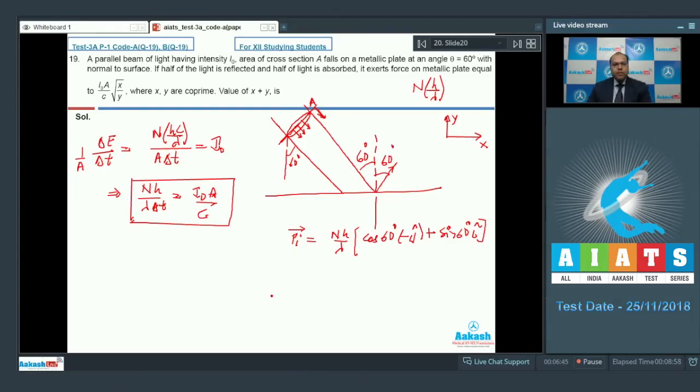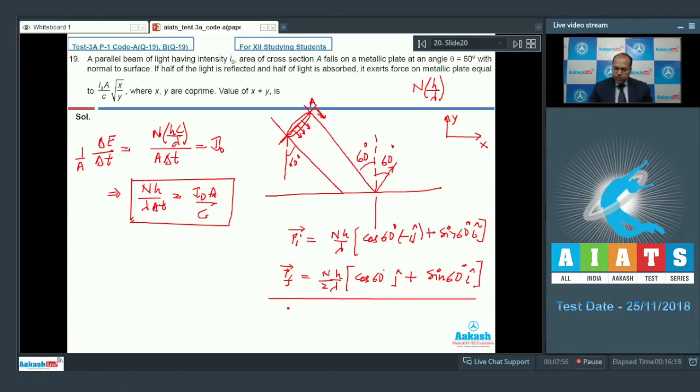So now I can write the final momentum, but it is given in the question that half of the light is reflected and half of the light is absorbed. It means n by 2 photons are absorbed and n by 2 photons get reflected. So if I write the final momentum, I can write n by 2 into h by lambda into cos 60 degree j cap plus sine 60 degree into i cap.